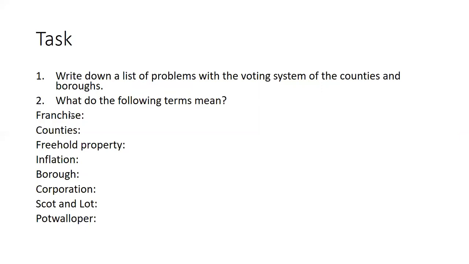And then a little bit of a keyword task. What do the following words mean? Franchise, counties, freehold property, inflation, borough, corporation, scot and lot, and a potwalloper. At A level, the writing style will develop, and we will work on that. But one thing that needs to be understood is that the key words are absolutely vital. Putting in these subject-specific terms is really important. So please pause the video here and complete that task. It should only take you about 15 minutes.